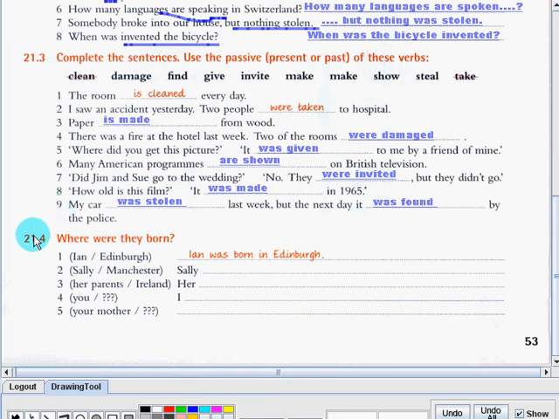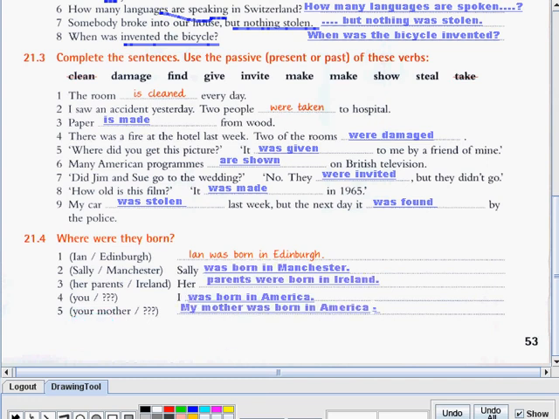Now, let's do activity 21.4. Okay, and I'll give you time to finish answering this and we'll check later. Alright? I think you're ready to check your answers now. Okay, these are questions about where were you, are they born? Okay, these characters here. Alright, let's start with Ian. One is, Ian was born in Edinburgh.